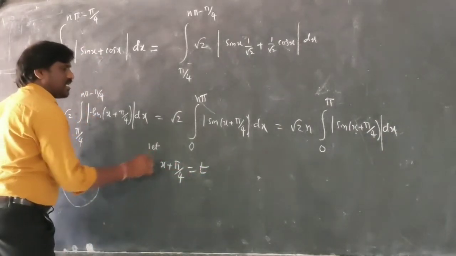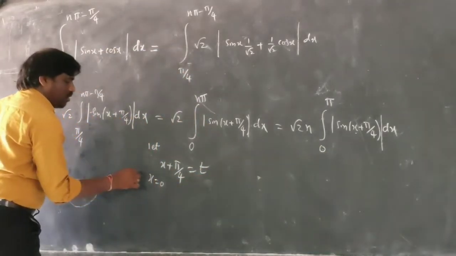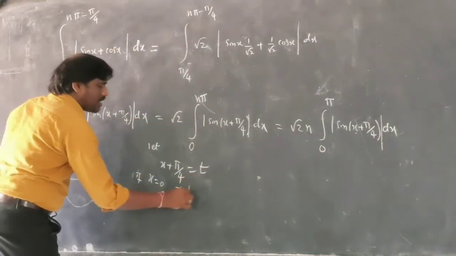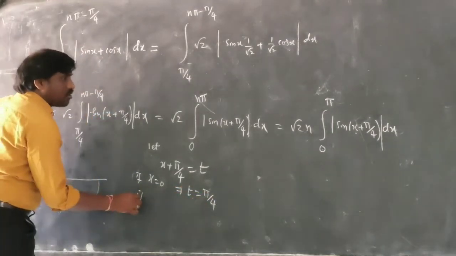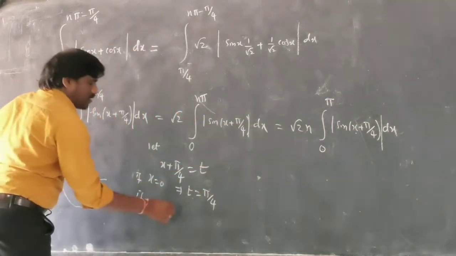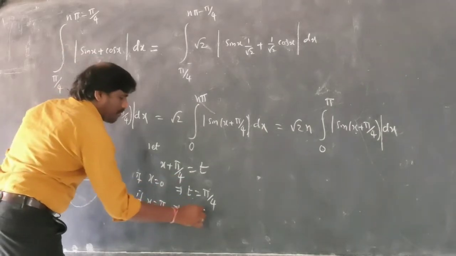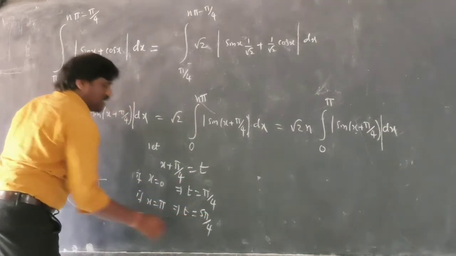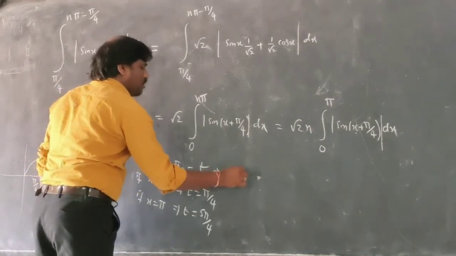If I consider t, what is the x here? If I take x is equal to 0, what do I get for t? t is equal to pi by 4. If I take x is equal to pi, then I get t is equal to pi plus pi by 4. So differentiating this, what will it be? dx is equal to dt.